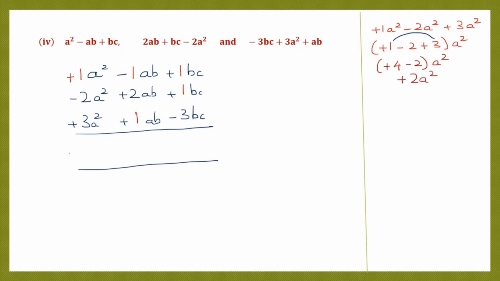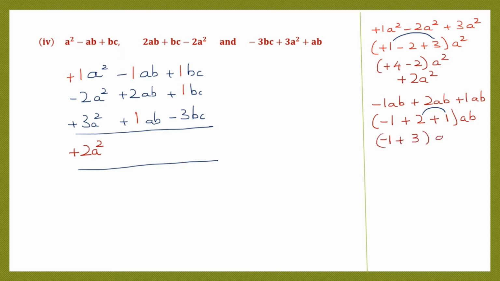Let's write it down here. Plus 2a square. Now let's take ab. Minus 1ab plus 2ab plus 1ab. Okay, the numbers minus 1 plus 2 plus 1ab. Add up the numbers with a plus sign, this and this. So here we get minus 1, and when you add up the numbers with the same sign, plus 2 plus 1 is 3, plus 3ab.